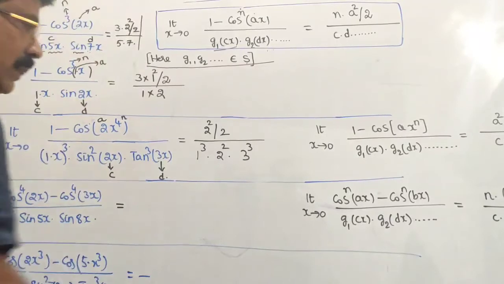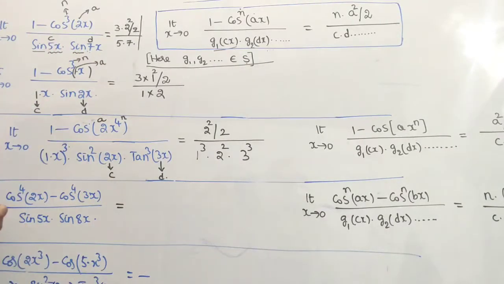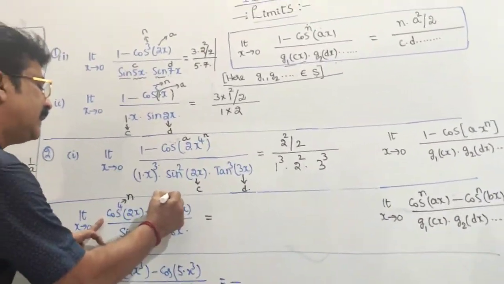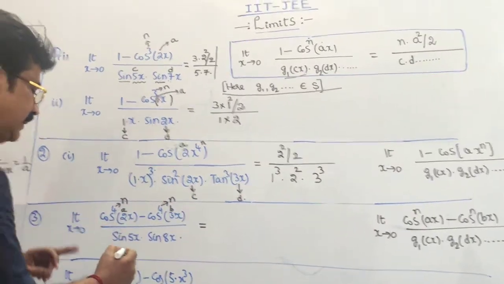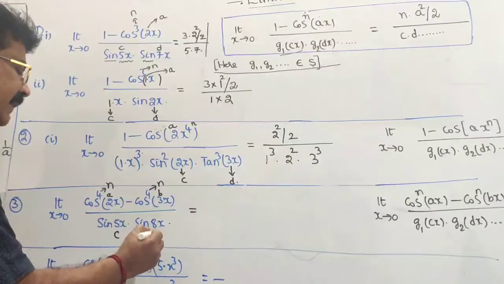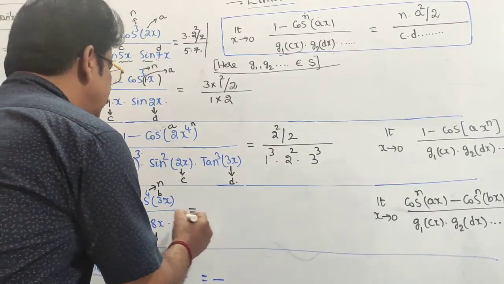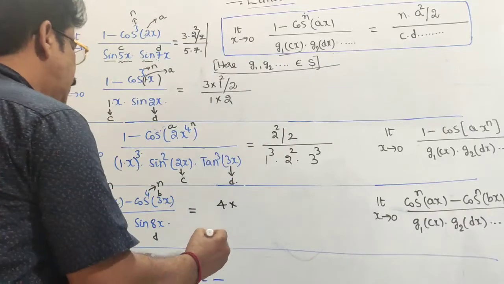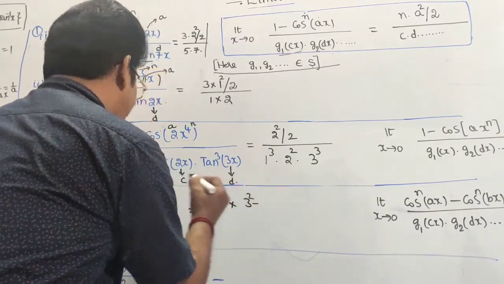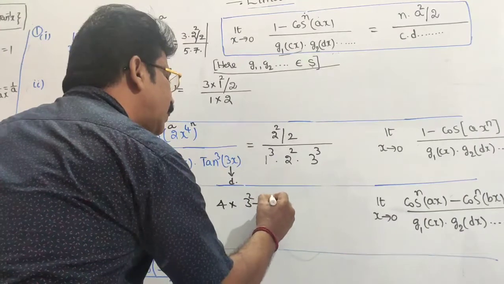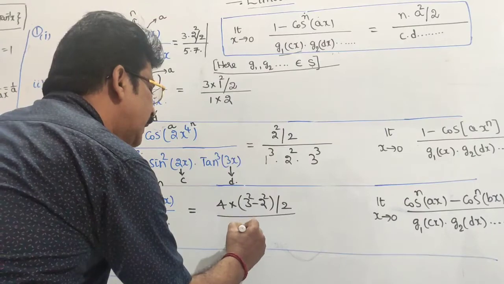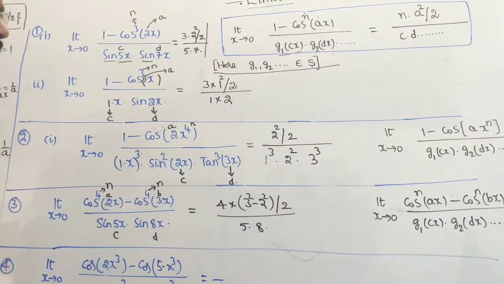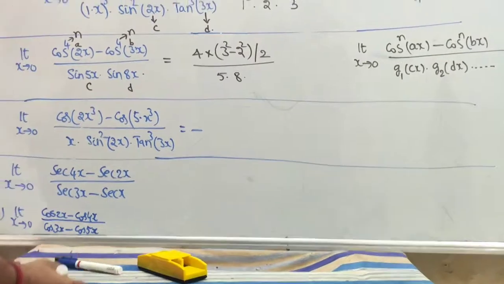So that is equal to, very clearly it is in the form of limit x tends to 0. Here n is equal to 4, a is equal to 2, b is equal to 3, c is equal to 5, d is equal to 8. So what is the answer? N means 4 into (3 square minus 2 square) divided by 2, whole divided by 5 into 8. This is the answer. At your home you can simplify it, right?